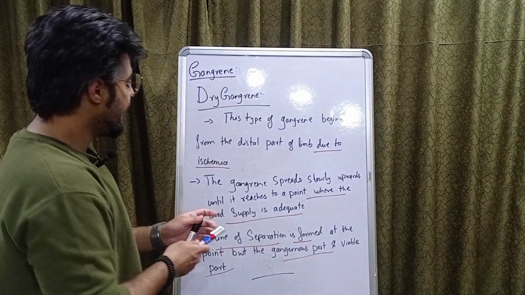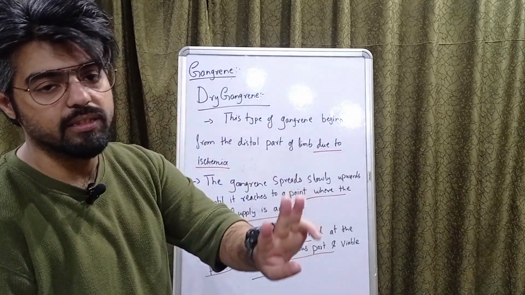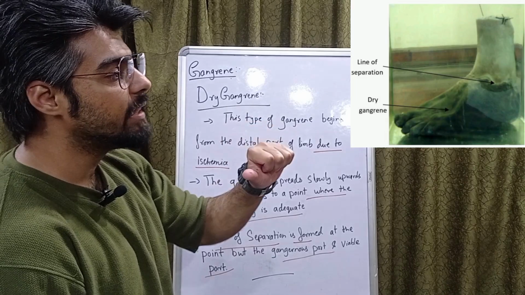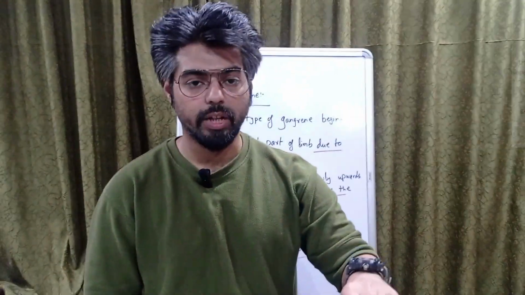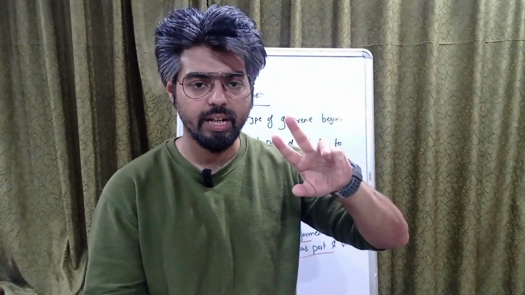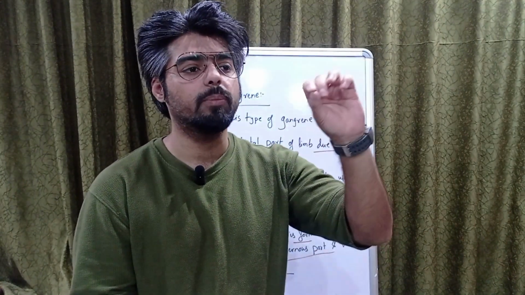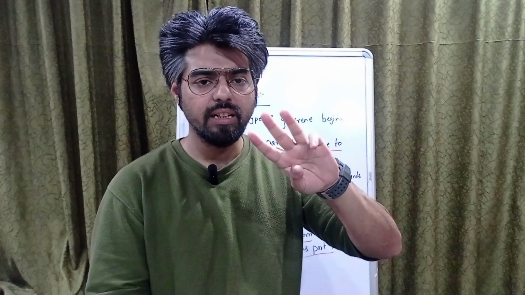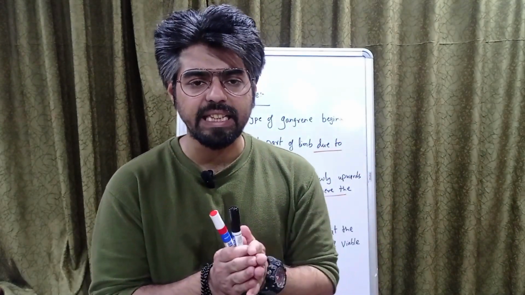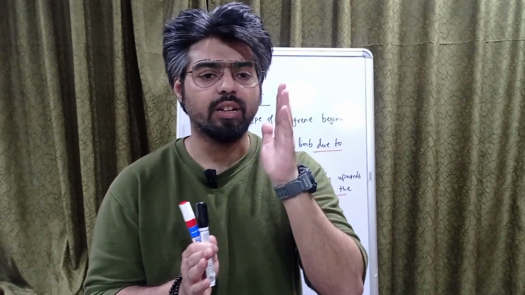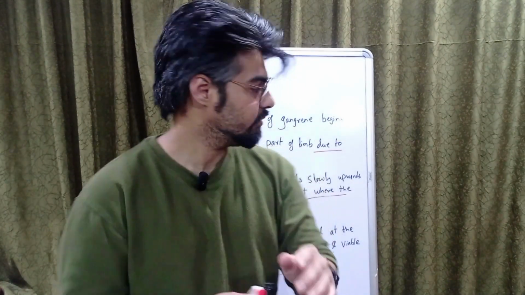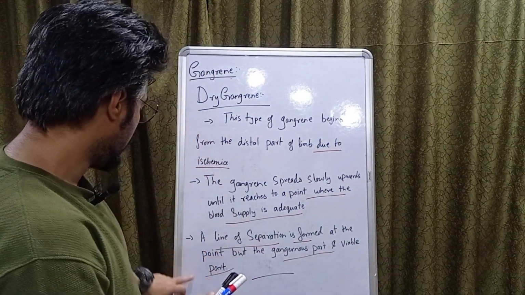So basically, in dry gangrene, three things occur. What are those? First of all, it begins in the distal part of the limb. Then it slowly travels upward, that's the second thing, until it reaches a good amount of blood supply. Third, a line of separation is drawn that separates the viable part and the gangrenous part. And why does dry gangrene occur? Due to ischemia. So this is all about dry gangrene.